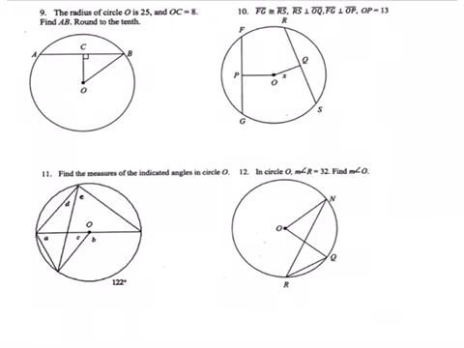In 11, find the measures of the indicated angles in circle O. Well, we can start with B. B is pretty easy. It's a central angle, so it matches the arc it cuts, so 122. A cuts that same arc, but it's an inscribed angle, so it's going to be half of 122. So in this case, A is going to be 61.